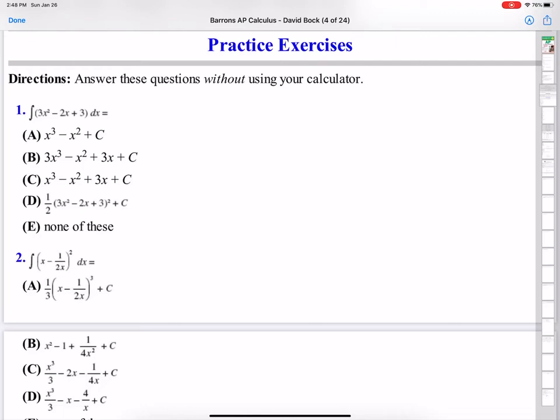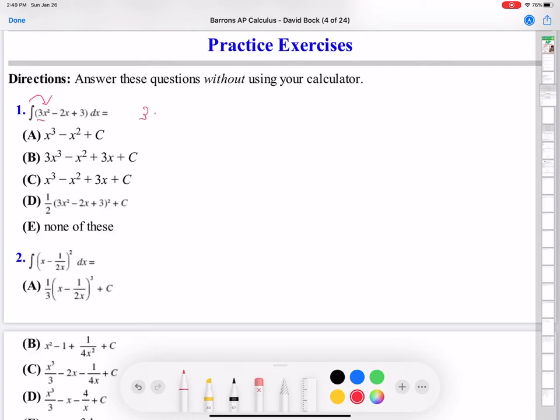Number one, integral 3x squared minus 2x plus 3 dx. Just find each term's integral. What is the integral of 3x squared? 3 is the coefficient, times 1 over n plus 1, times x to the n plus 1, where n is 2. That's the formula, right?